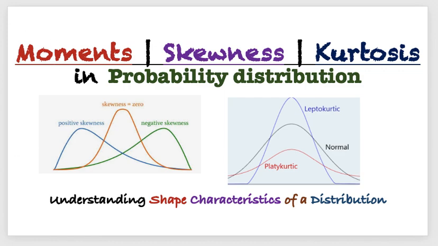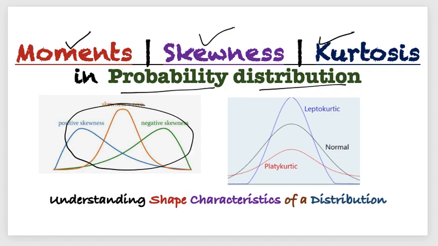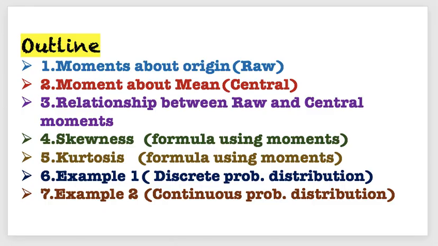Hello everyone. In this video, I am going to cover moment, skewness and kurtosis under a probability distribution. We are going to get an idea about the understanding of different shape characteristics of the distribution, like skewness and kurtosis. So let us see what points I'll cover under this discussion.